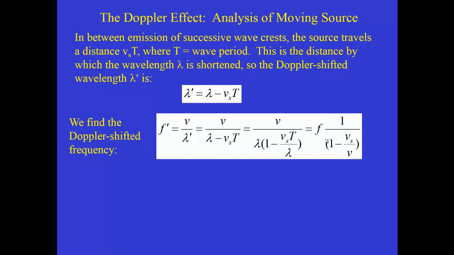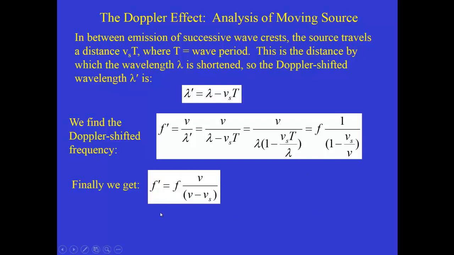So both those simplifications give us something here that we can now do one more thing to simplify by multiplying the top and the bottom by the wave speed v. So we get f prime is equal to f times v over v minus v_s. So remember what this is telling us. v is the velocity of the waves, and so if this is sound waves, v would be whatever the sound wave speed would be.